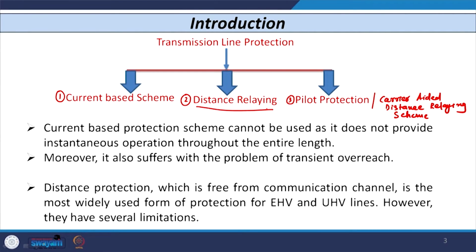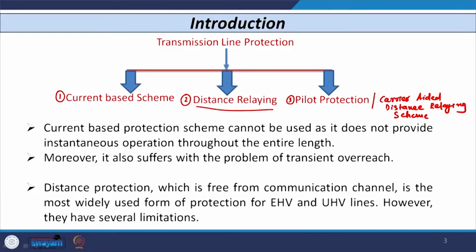So, distance relaying scheme does not need any communication channel, but however, we have also discussed the several disadvantages of distance relaying scheme, starting from the fault resistance, close-in fault, the series compensated line, or maybe the overloading condition, power swing, etc. So, to avoid this, the next scheme is known as pilot protection scheme or carrier added distance relaying scheme. So, let us discuss this scheme.